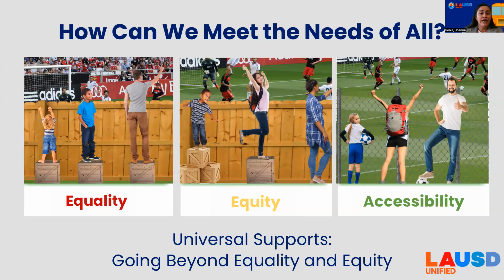What if we can plan our lessons with universal supports in mind, just like the chain link fence that we see on the far right? For all our students, universal supports can help reduce anxiety and remove achievement barriers. We need to go beyond equality and equity to make lessons accessible for all.